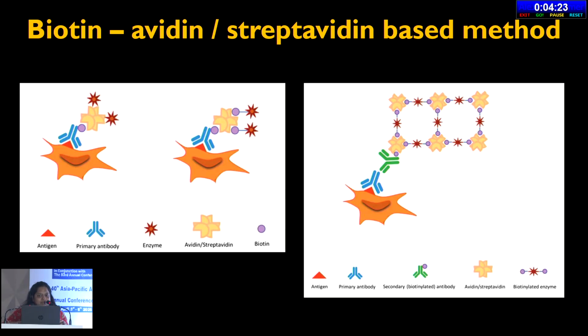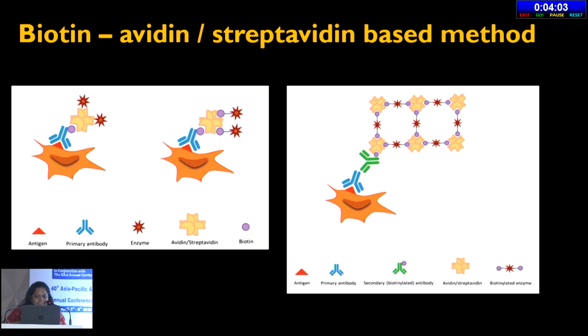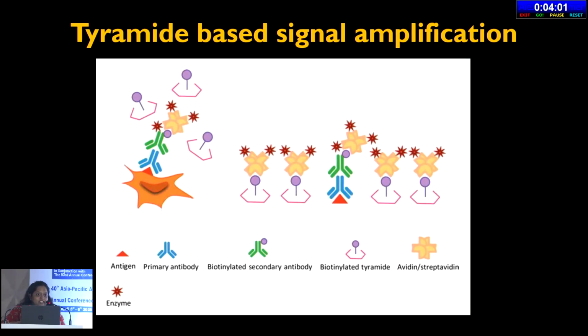In the biotin-avidin or streptavidin method, streptavidin increases the sensitivity of the detection. You also have a sandwich method, where more streptavidin is added, which binds and creates a bridge-like appearance, and that is used to detect the antibody. Tyramide, which is an aromatic derivative of tyrosine, is used for signal amplification in this technique, and that also increases the sensitivity of detection of the antibody.